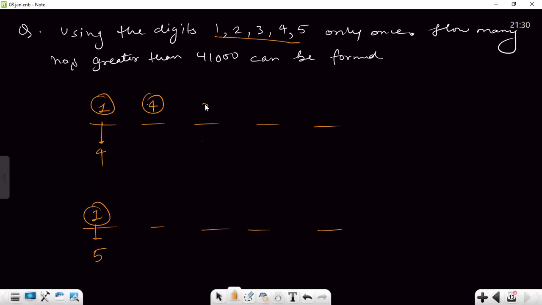4 choices for here, 3 choices here, 2 choices here, 1 choice here. So 4 factorial is our answer.